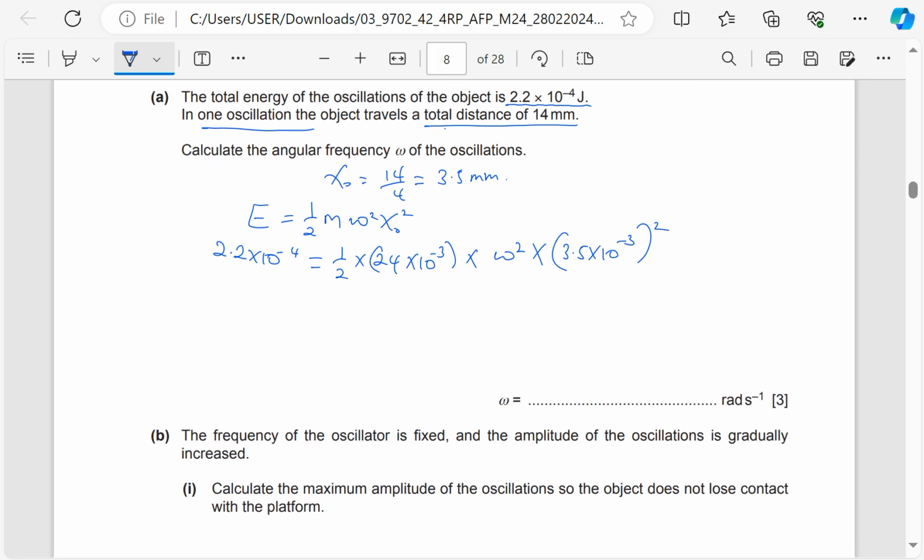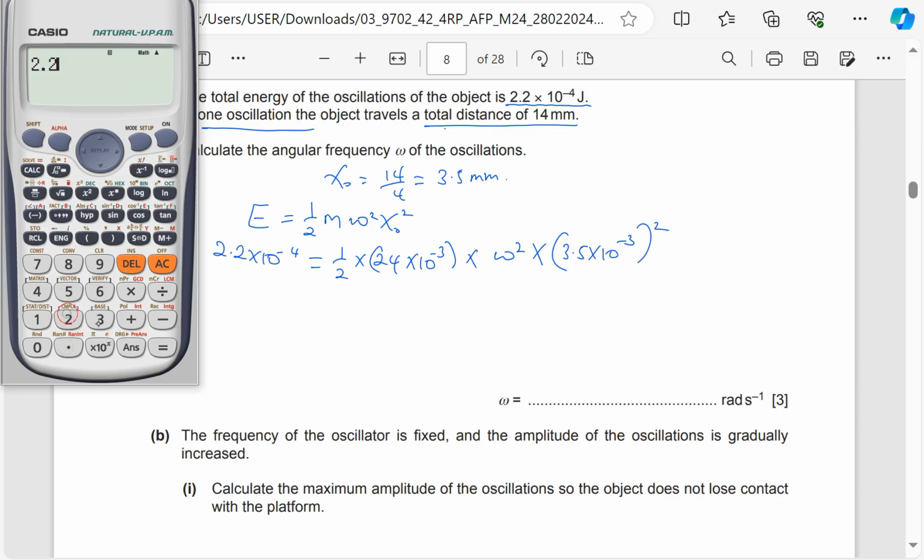I'm just going to press my calculator. So 2.2 exponent minus 4. I'll multiply this by 2. Then I'll start dividing. I'll begin by dividing this with 24 exponent minus 3. That is the mass. I will again divide by 3.5 exponent minus 3, but this was squared. Then I'll find the square root. So this is giving me 38.7.